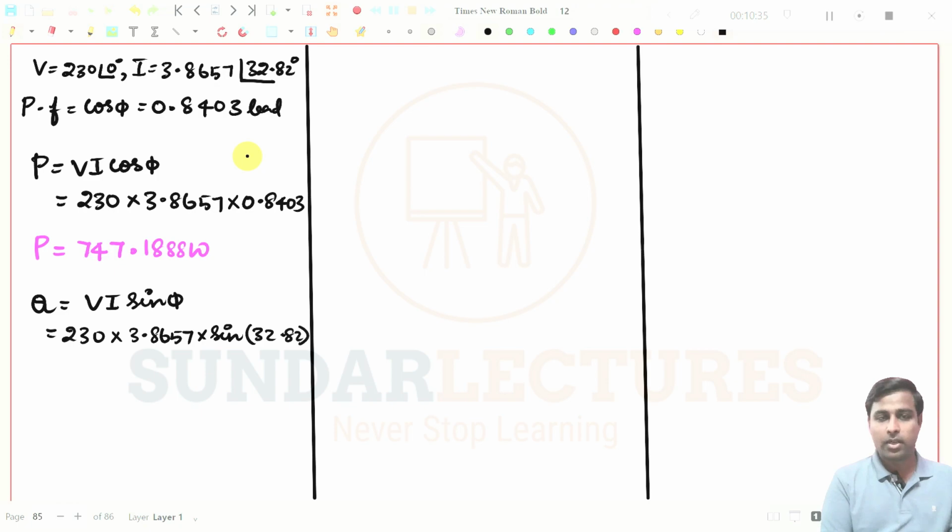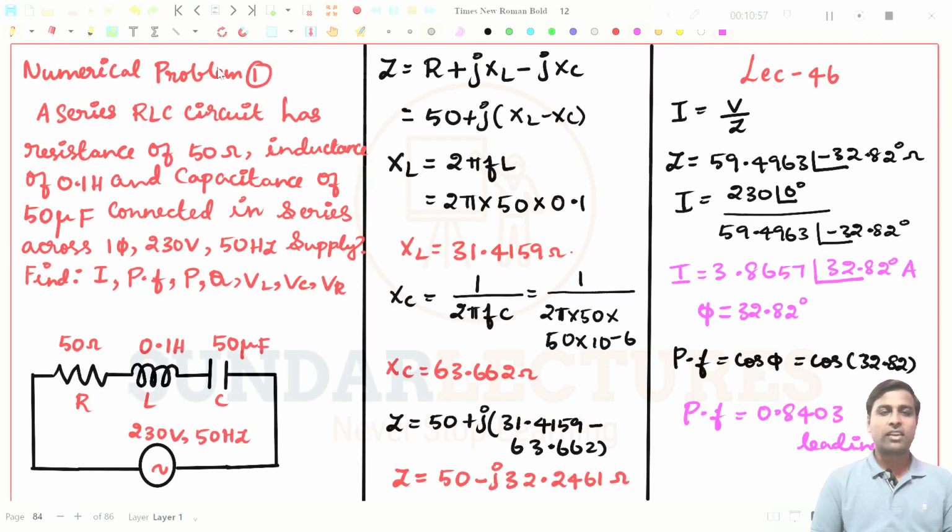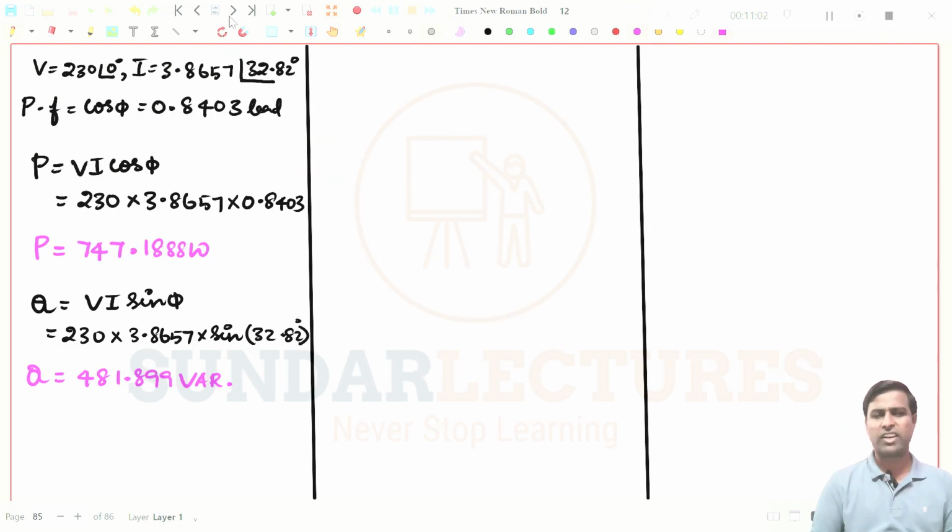32.82 degree. Right? So if you simplify this one, Q comes out to be 481.899 VAR. That's all. So we have found what is the real power and what is the reactive power now. So next one, they are asking you to find VL, VC, VR. Try to understand. This one is very important.